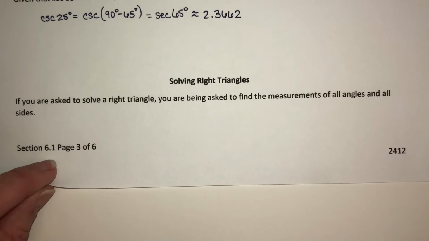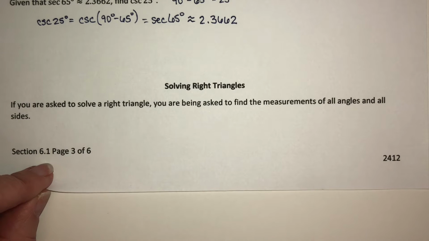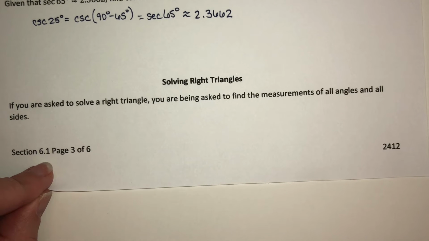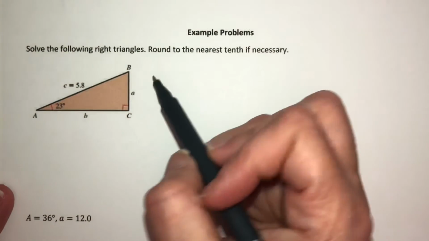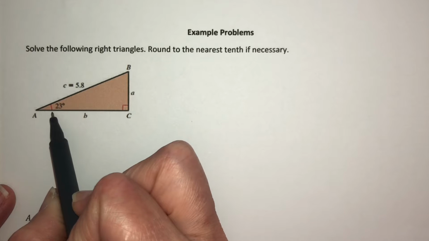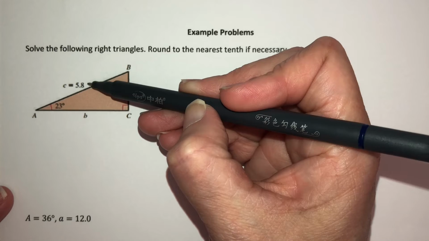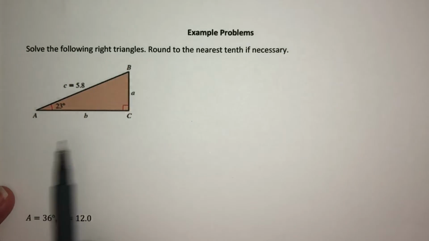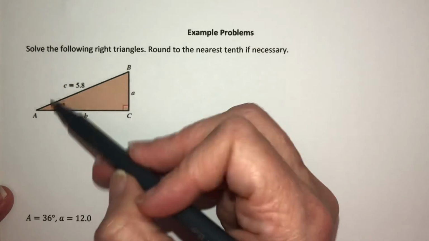Okay. Now we're also going to be asked to solve right triangles. And when they ask you to solve it, they're asking you to find the measurements of all the angles and all of the sides. So let's look at some example problems. We want to solve this triangle, okay? We are given angle A being 23 degrees, and we are given our hypotenuse as 5.8. We need to find, well, angle C is 90. We need to find angle B and each of the other sides.